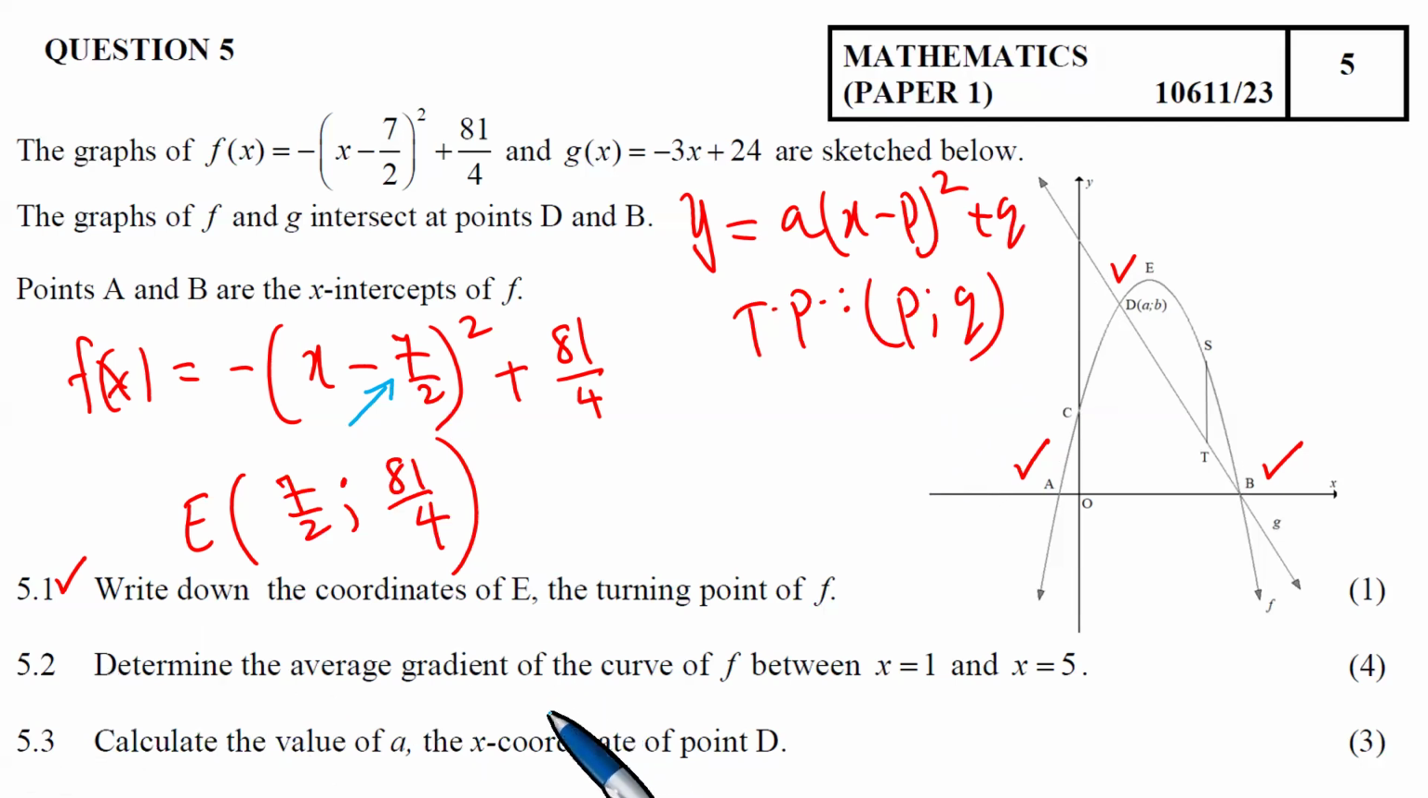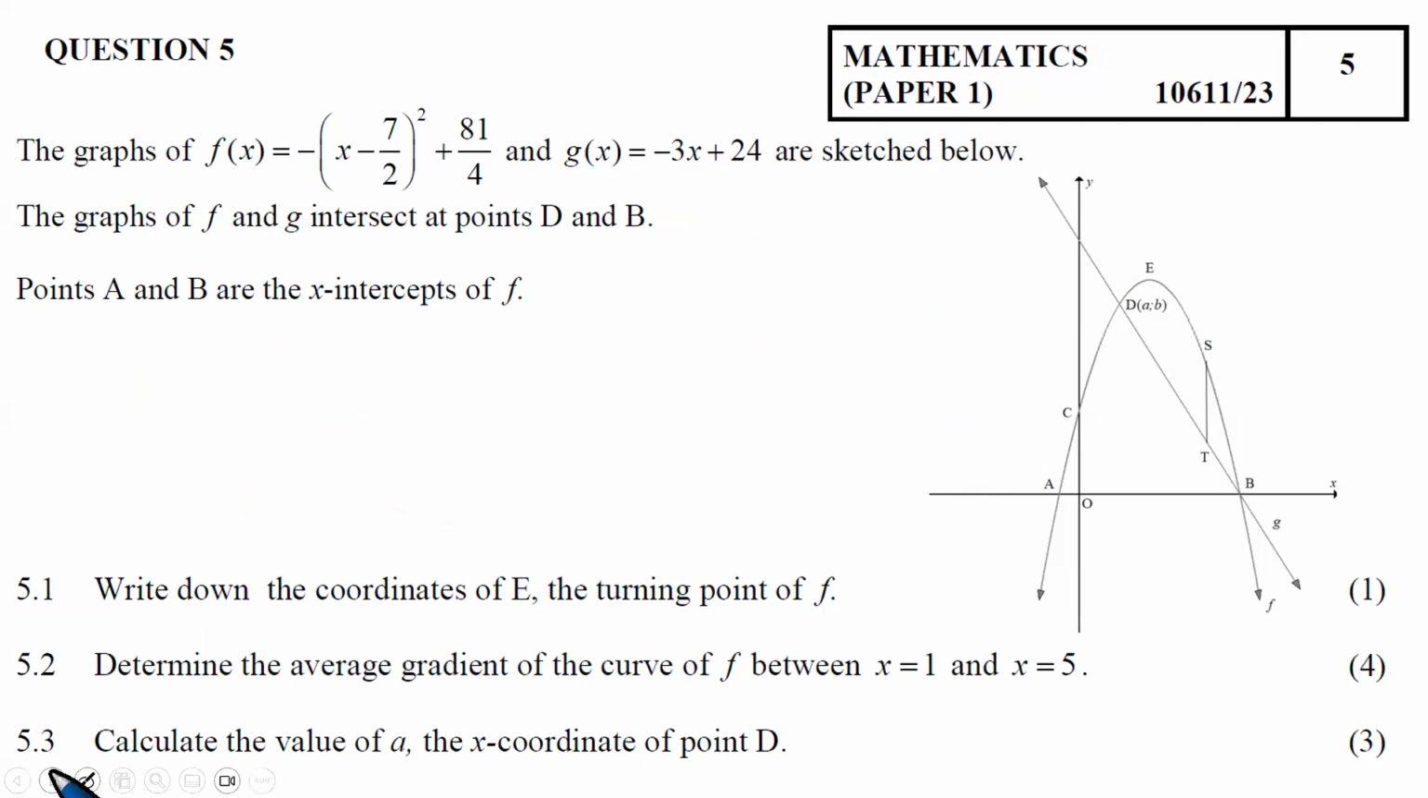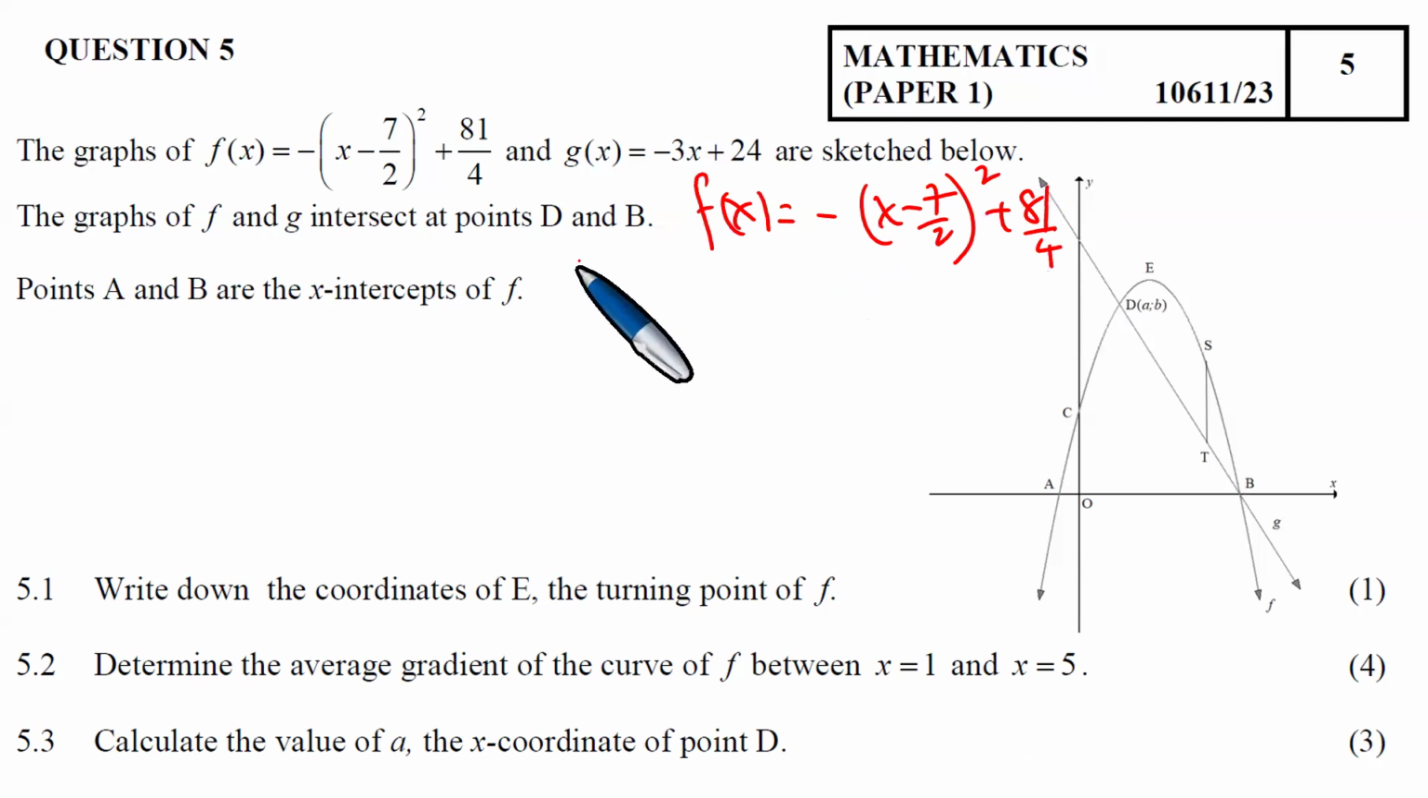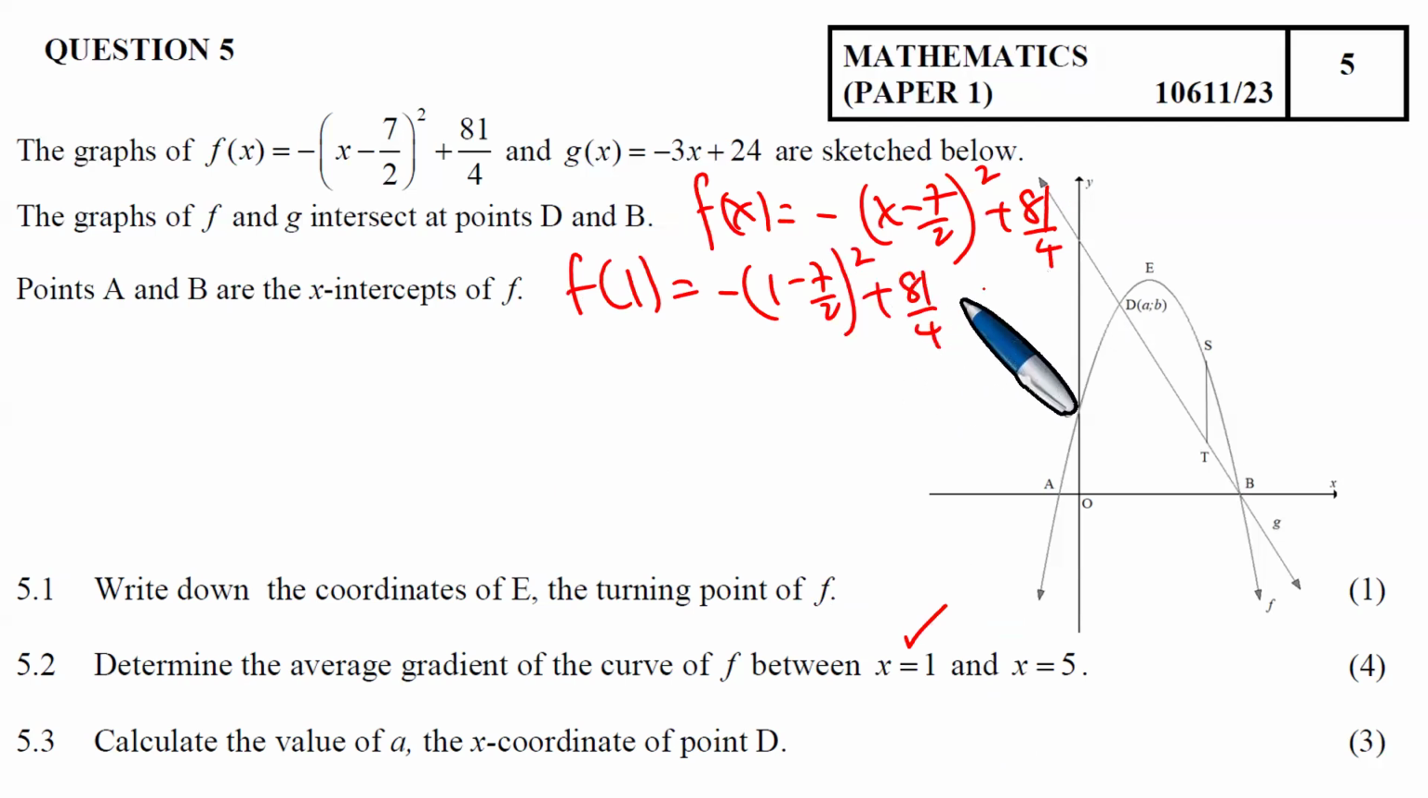Determine the average gradient of the curve of f between x equal to 1 and x equal to 5. So what is going to happen is that you have the function f of x, which is negative x minus 7 over 2, squared, plus 81 over 4. We find f at x equal to 1: 1 minus 7 over 2, you square this, and then you have 81 over 4.